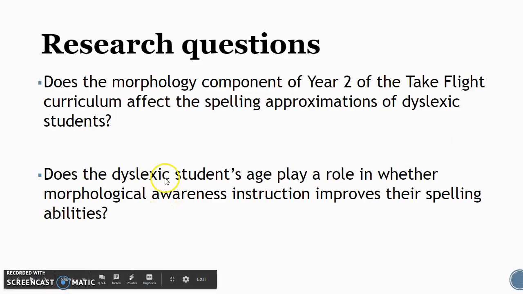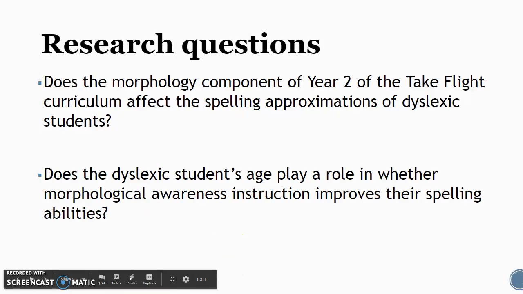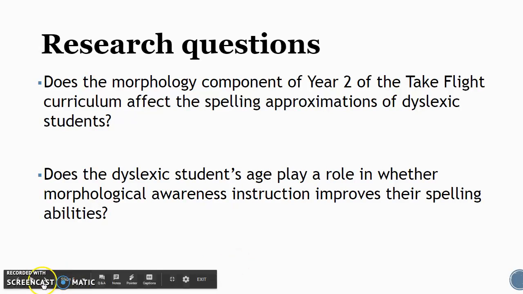So my research questions were, does the morphology component of year 2 of the Take Flight curriculum affect the spelling approximations of dyslexic students? And does the dyslexic student's age play a role in whether morphological awareness instruction improves their spelling abilities? Also, research shows that directly teaching morphological awareness skills to dyslexic students can improve their spelling approximations. But I wanted to know, does the age of the student influence the effects of that morphological intervention?